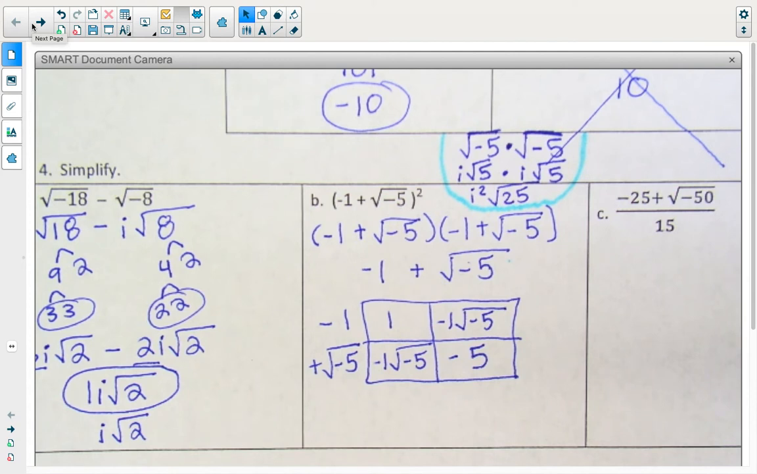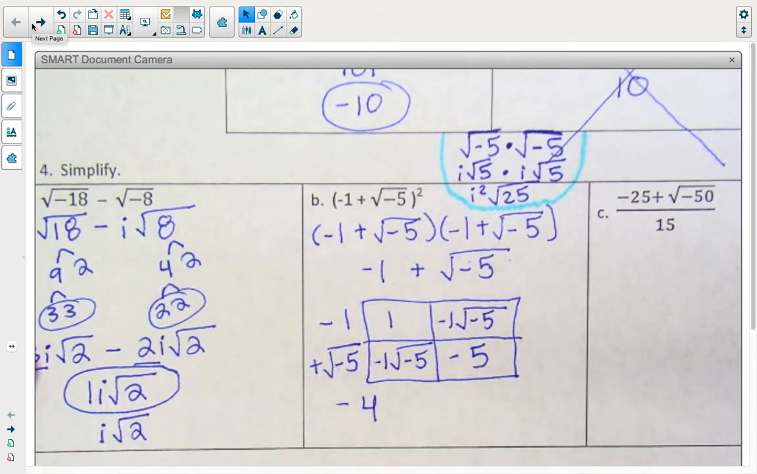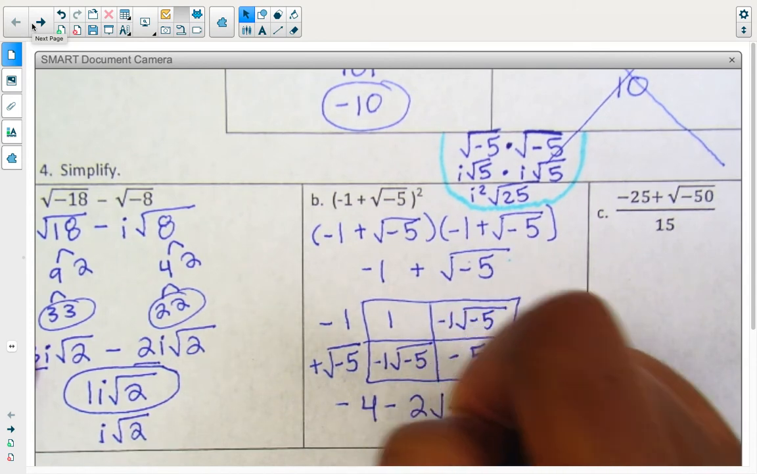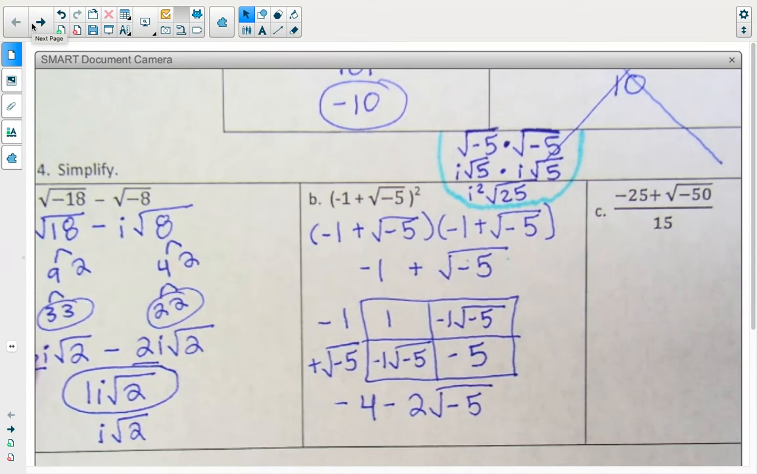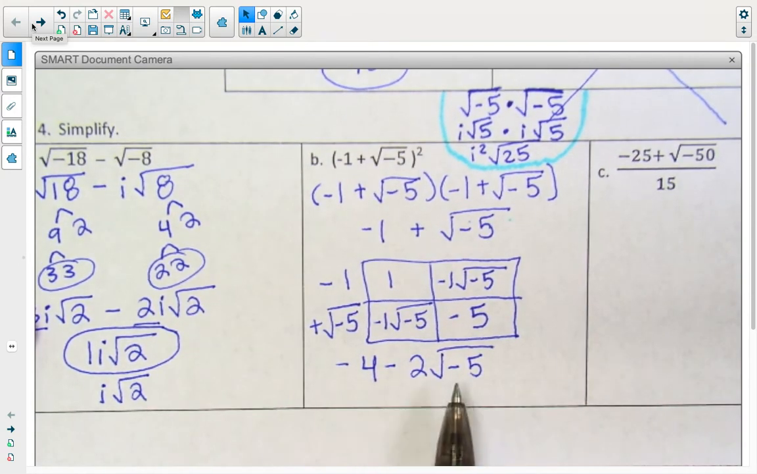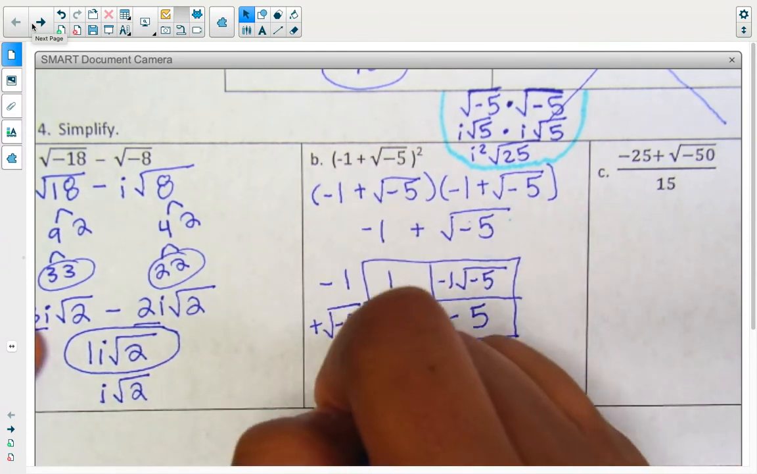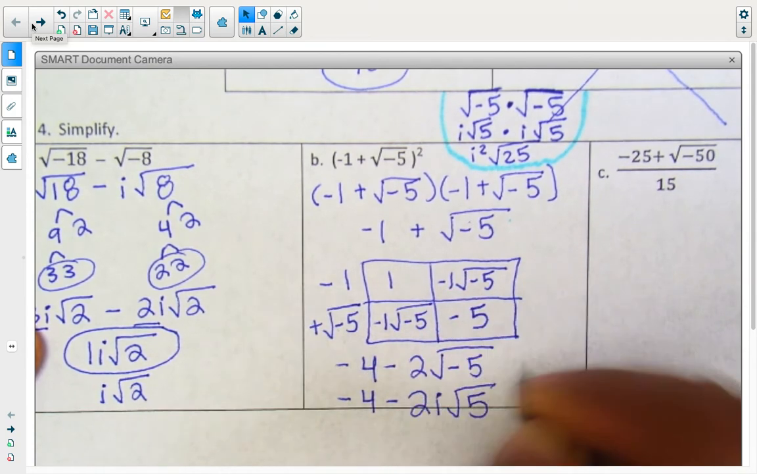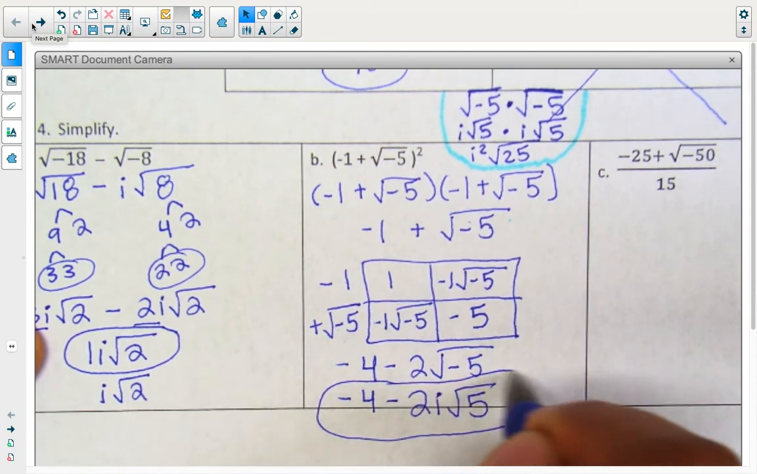All right, we go through and we combine like terms. So I have the 1 and the -5 that go together. So 1 minus 5 is -4. And then these two go together, and that gives me -2 square root of -5. Okay, we're about 99% done. I got a negative inside of my square root here. We need to take the i out of the problem. So this is -4 minus 2i square root 5. And that is our final answer.